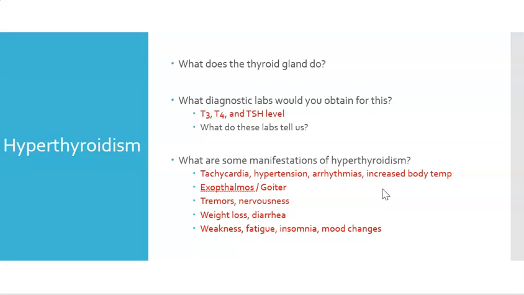With hyperthyroidism, there are a ton of manifestations with these, and I have another slide that goes into a little bit more on it, but just know that these patients are revved up. Everything is too fast, too much. So tachycardia, hypertension, arrhythmias, increased body temperature, the exophthalmos, that's where their eyes are kind of bulging out, the goiter, so their thyroid gland is going to be enlarged, they're going to be nervous, they could have diarrhea, weight loss is going to be a huge one with that. These patients are pretty thin.